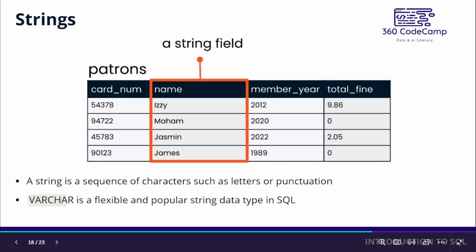Let's start with strings. In programming, a string is simply a sequence of characters like letters or punctuation. In our patrons table, the names Maha and James are examples of strings. SQL provides different data types for strings. For instance, you might use a small data type for short strings to save space, but SQL's Varchar is a flexible option that can handle anything from a few characters to thousands.